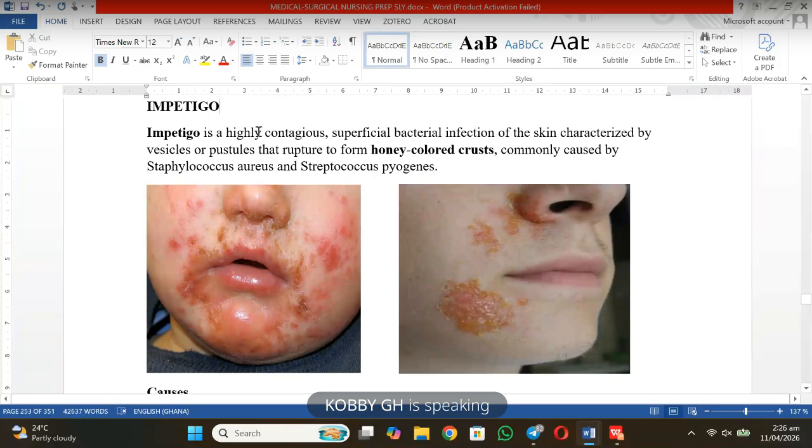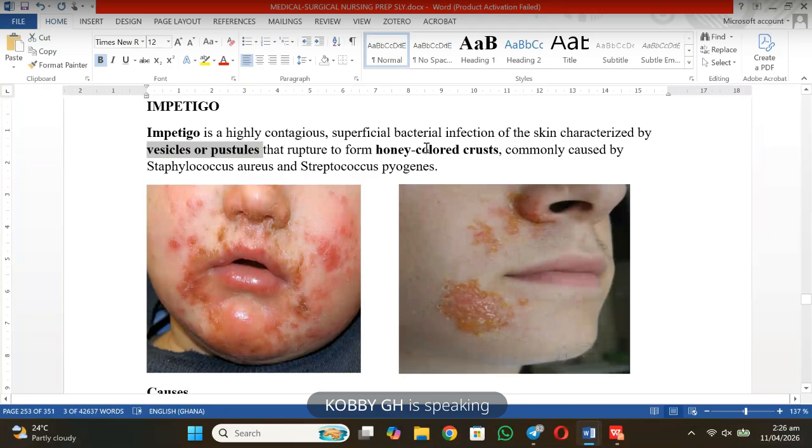With this condition, there is a bacterial infection of the skin characterized by vesicles or pustules. Initially when it starts, you are going to notice something like a vesicle, a small swelling, as if there is fluid inside. It will appear like a boil, but it won't look whitish or yellowish like a boil. It will just appear like a single vesicle, a small one. And when it bursts, then it will form what we call a honey-colored crust.